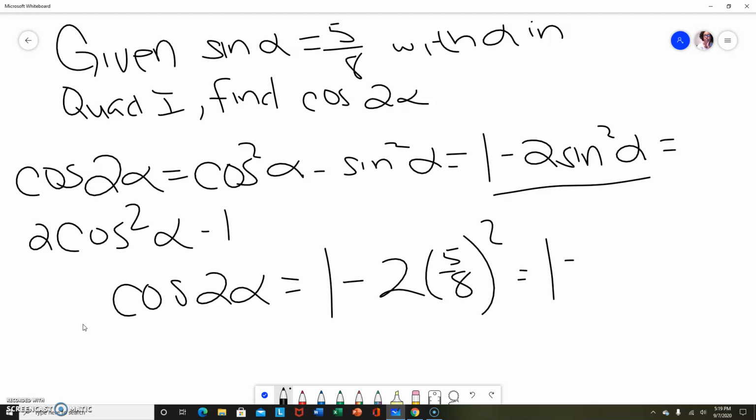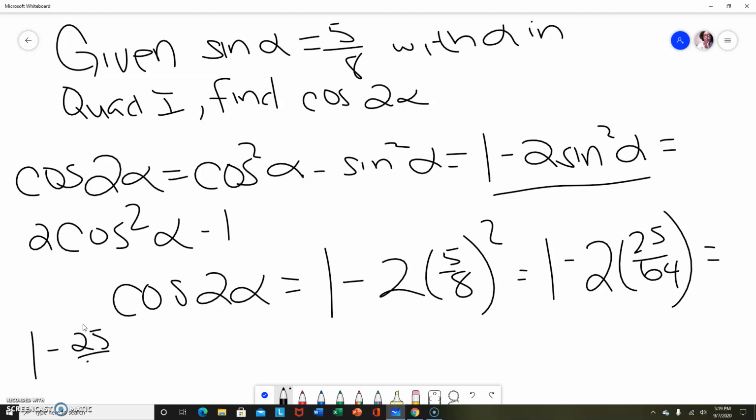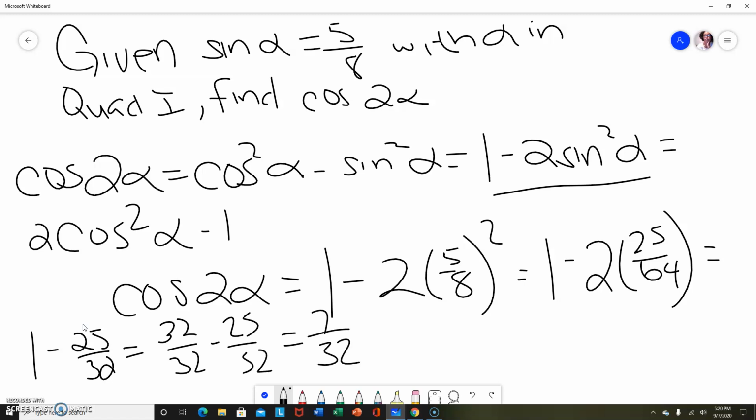So we can solve that. And we get 1 minus 2 times 25 over 64, which is equal to 1 minus 25 over 32, which is equal to 32 over 32 minus 25 over 32, which is equal to 7 over 32. Now let's see if we can get the exact same answer, this time using what we found our cosine to be.